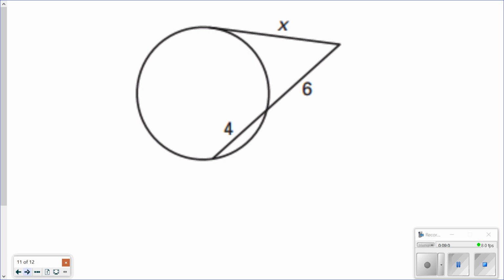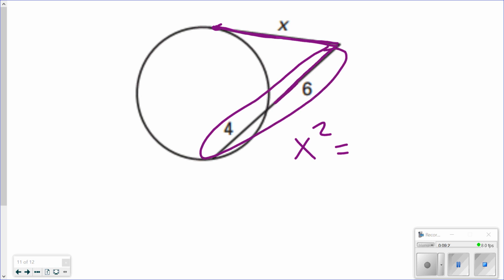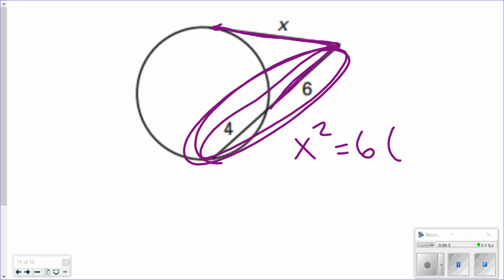So here we go, let's practice. Which part is the tangent? Is it x or is it 6? Well, we know that this is the tangent because a tangent does not go through the circle, it stops right outside. So that means I'm going to take x, which is our tangent, and I'm going to square it, is equal to, now I'm going to take my secant segment, and I'm going to multiply the external piece, which is 6, by the entire secant segment, so 6 plus 4 we know is 10. Let's simplify this, so x squared is equal to 6 times 10, which is 60.